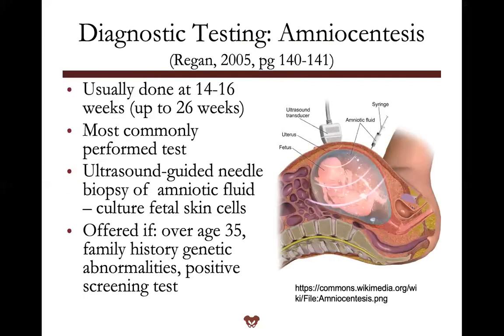So more commonly used is amniocentesis. This is considered to be a little safer than CVS. It's usually done at weeks 14 to 16, but it can be performed well into the second trimester. Again, there's an ultrasound guided needle, and this is a really nice image to show how that's performed. The ultrasound is going to allow the physician to see where they're going, and this needle is going to be placed into the amniotic sac, and they're going to culture fetal skin cells from that amniotic fluid. So it does take a little time because they have to grow out those fetal skin cells.